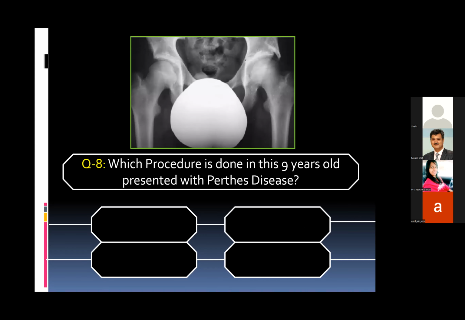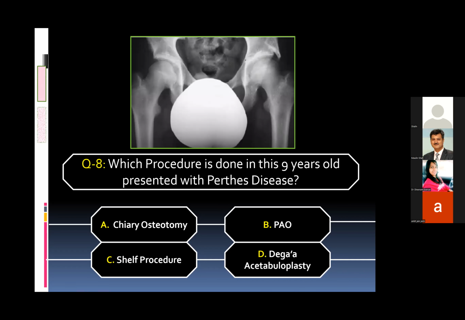Which procedure has been shown in this picture? Who would like to take this? Chinmay, what is this? The shelf procedure. Yes, so this is a lateral shelf that has been done. In Chiari there is a complete cut of the ilium and the proximal segment is shifted laterally. It's not PAO or Dega. Dega is also a kind of step going through the triradiate cartilage as a hinge. Agree, so it's a shelf procedure.